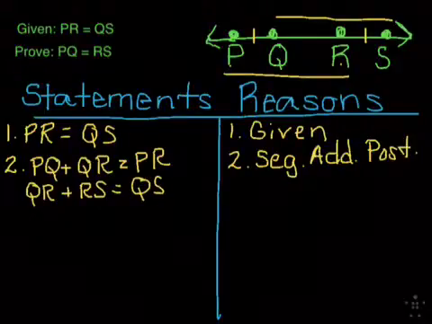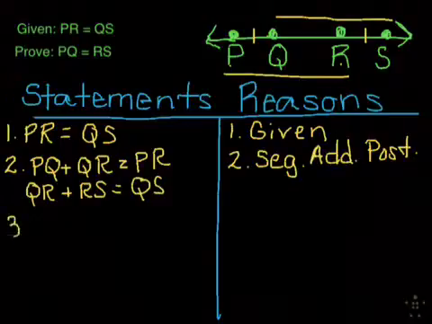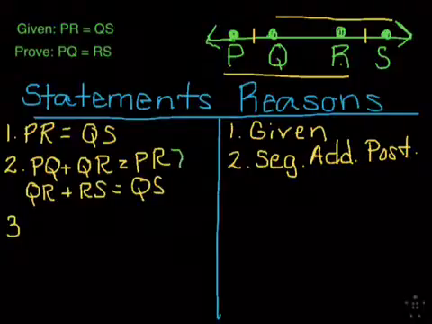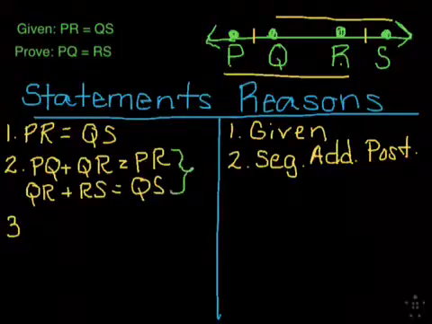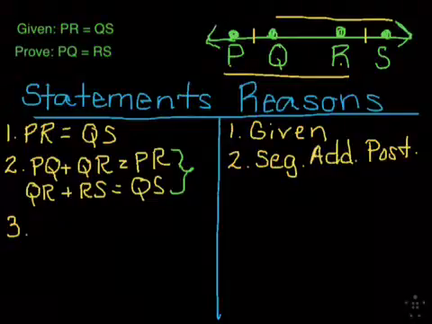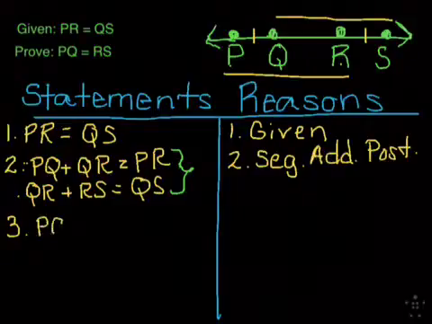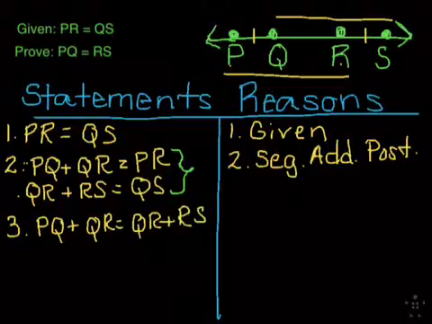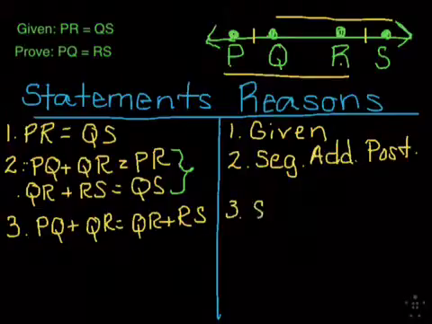All right, step number 3. From the beginning, it told me that PR and QS were equivalent. So now I can just take these portions right here and set them equal to each other. So I can say PQ plus QR, because that's equal to PR, is equal to QR plus RS. This is done by substitution.